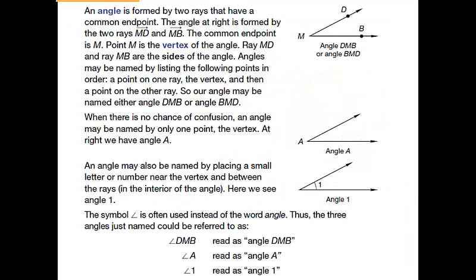An angle is formed when two rays have a common endpoint. If you look at the picture on the right, you see the common endpoint M. This forms an angle. The way we say that is we pick either one, either the D or the B, first. I'm going to start with the D, and we go DMB, angle DMB. If we were to start with the B, then it would be BMD. That's an angle.